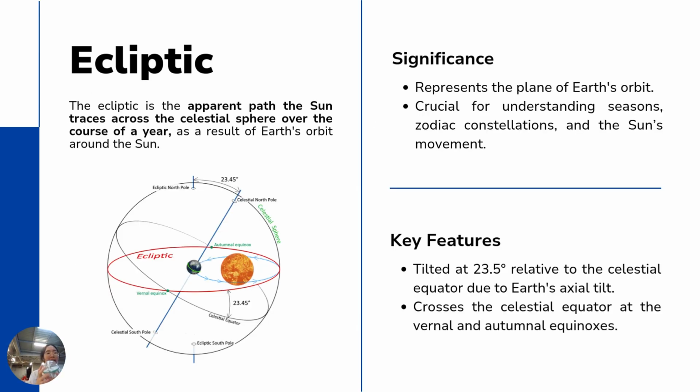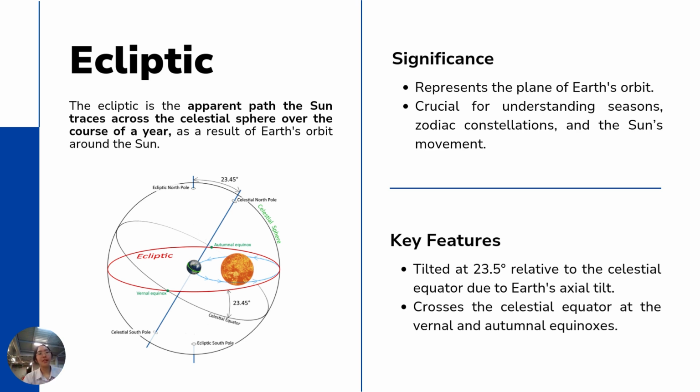So next one is the ecliptic. In our model it is the purple strips that make a 23.5 degree angle to the equator. It's the apparent path of the sun across the celestial sphere over the course of a year. It is the result of the Earth's orbit around the sun.